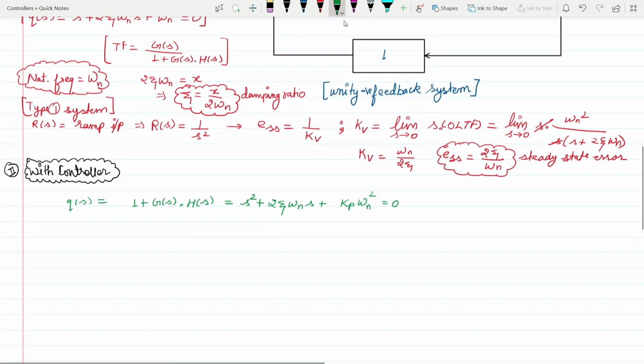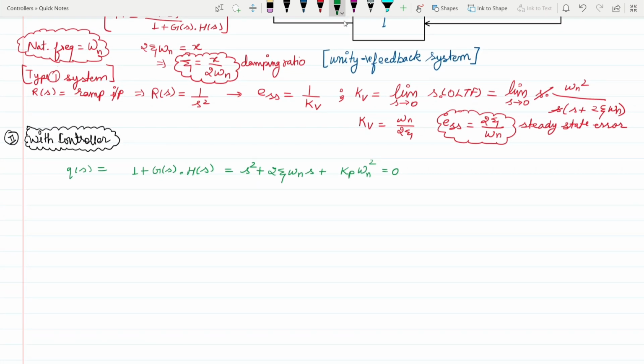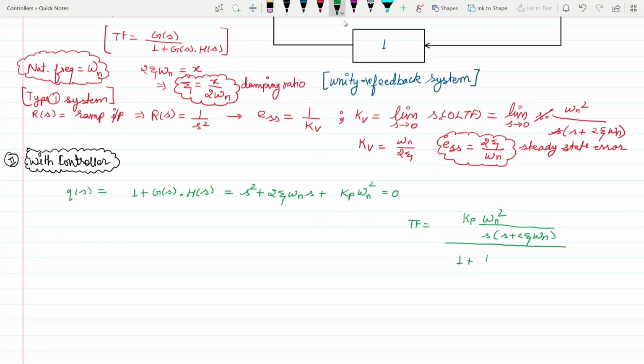Let me clarify how you are getting this characteristic equation. When you solve this transfer function, you will get Kp into omega n square divided by s plus 2 zeta omega n, divided by 1 plus g of s into Kp omega n square divided by s plus 2 zeta omega n. So the transfer function will become Kp omega n square divided by s plus 2 zeta omega n plus Kp omega n square, like this.